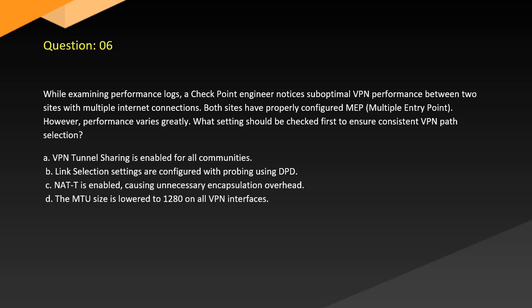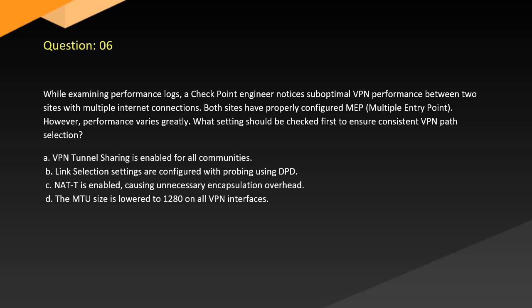Question 6. While examining performance logs, a Check Point engineer notices suboptimal VPN performance between two sites with multiple internet connections. Both sites have properly configured multiple entry point. However, performance varies greatly. What settings should be checked first to ensure consistent VPN path selection?